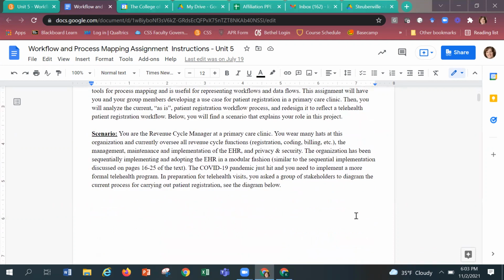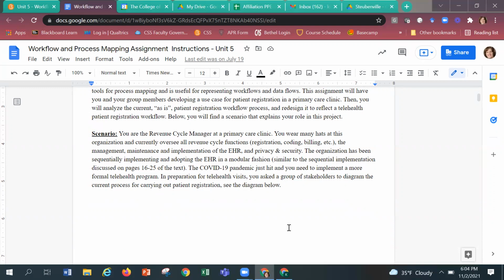Okay, so scenario here, you together consider yourselves as the revenue cycle manager at a primary care clinic. Note that this is ambulatory care. You wear many hats at this organization and currently oversee all revenue cycle functions, so registration, coding, billing, etc., the management, maintenance, and implementation of the EHR, as well as privacy and security. The organization has been sequentially implementing and adopting the EHR in a modular fashion. So that is similar to the sequential implementation discussed on pages 16 through 25 of the Margaret A text.